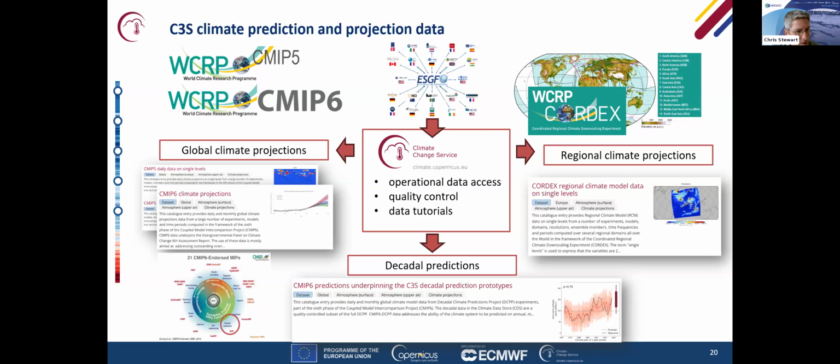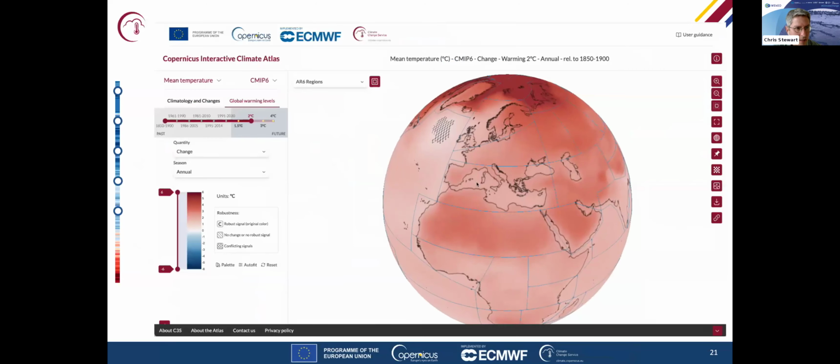So through WEkEO, of course, you can get this data. You can get the data for the global climate projections, so CMIP 5, CMIP 6, and also for the regional climate projections. So these are kind of downscaled climate projections, high resolution over a particular region. And these are the Cordex regions, the Cordex regional climate projections.